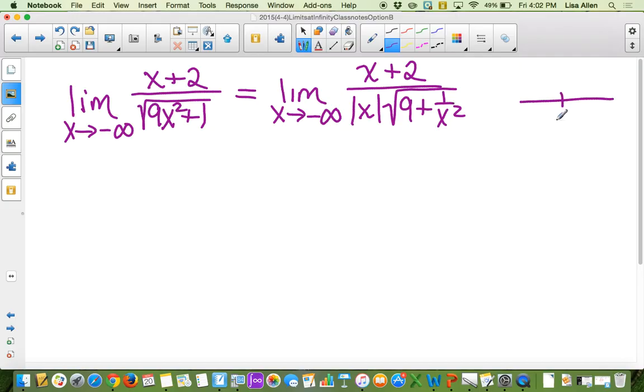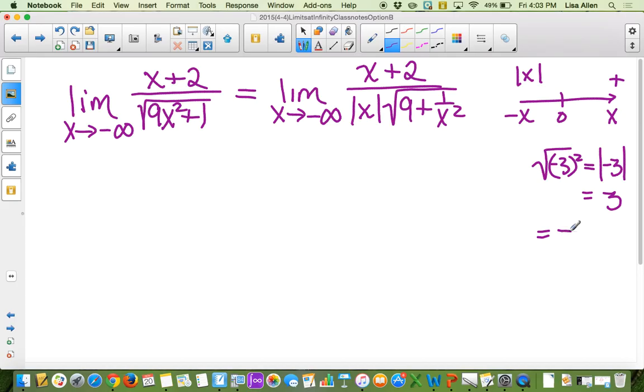If you recall, though, where we have 0, the absolute value of x is x if x is on the positive side of 0. But if it's on the negative side of 0, it's equal to the opposite of whatever x is, because now x's are negative. Consider if you take the square root of negative 3 squared, which is equal to the absolute value of negative 3, which is equal to a positive 3, which is equal to the opposite of negative 3.